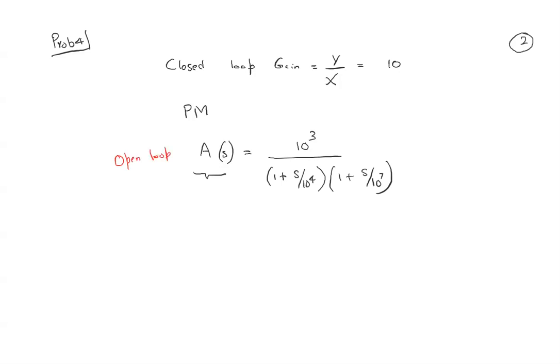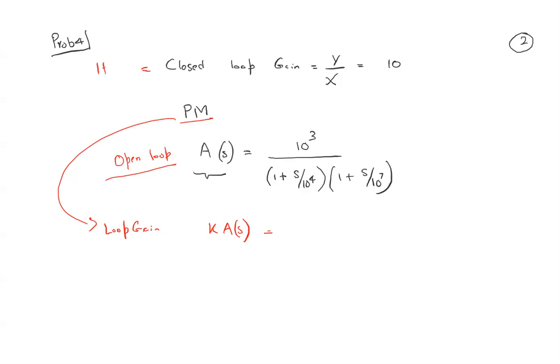But for the phase margin, we need loop gain. So for loop gain, what do we need? We need K times A of S. So from where to get this K, because that is not provided in the journal? But one thing we know is that this is a closed loop gain.